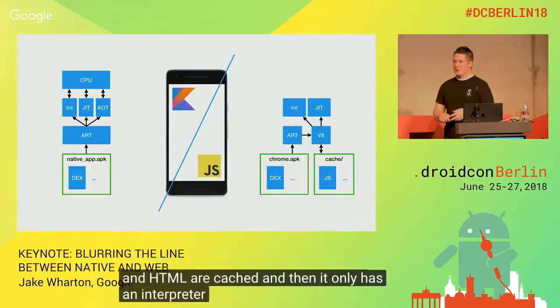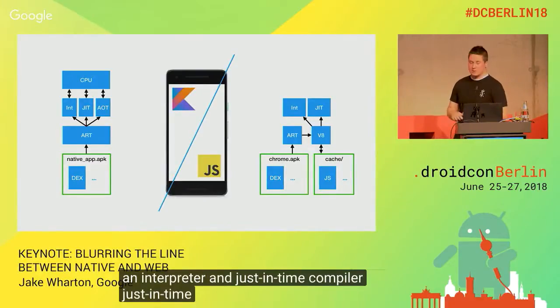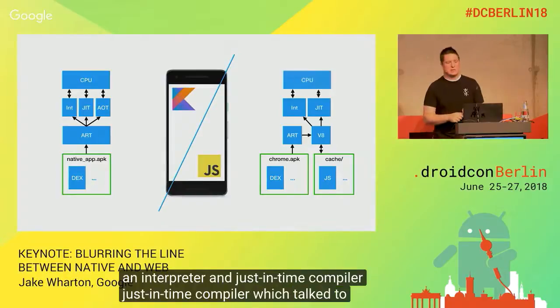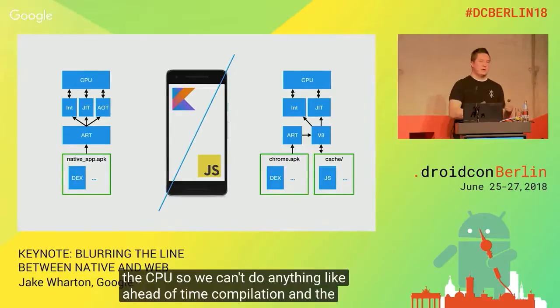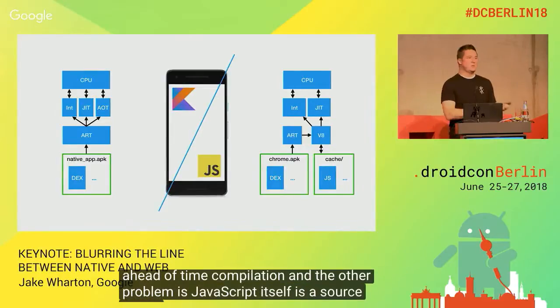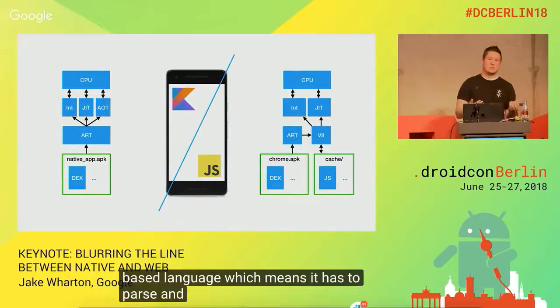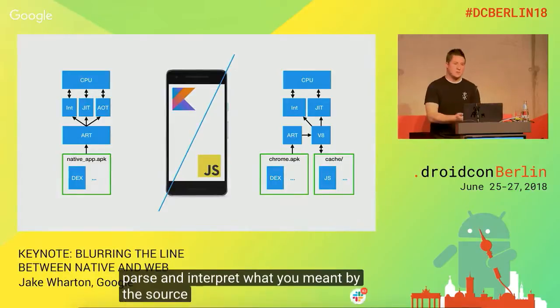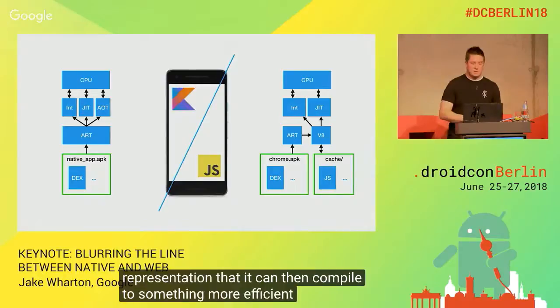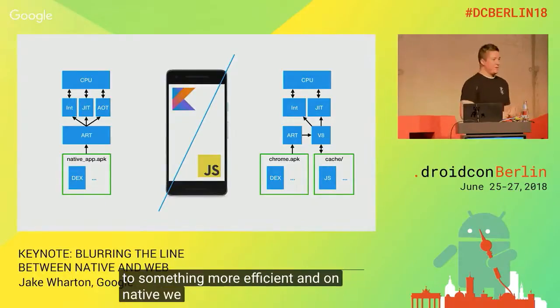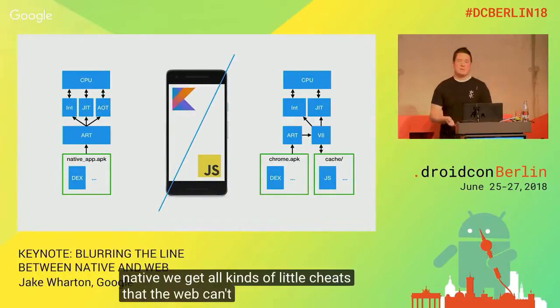And then it only has an interpreter and just-in-time compiler, which talks to the CPU. So it can't do anything like ahead-of-time compilation. The other problem is JavaScript itself is a source-based language, which means it has to parse and interpret what you meant by the source code before it can even get to a representation that it can then compile to something more efficient. And on native, we get all kinds of little cheats that the web can't do.